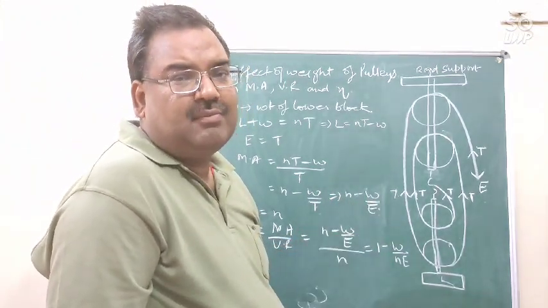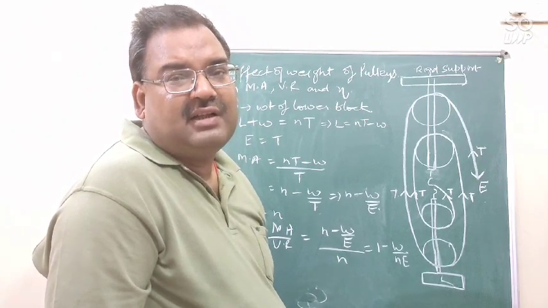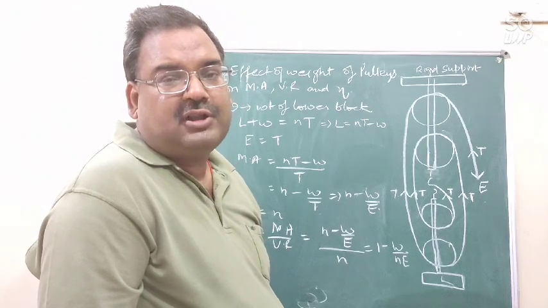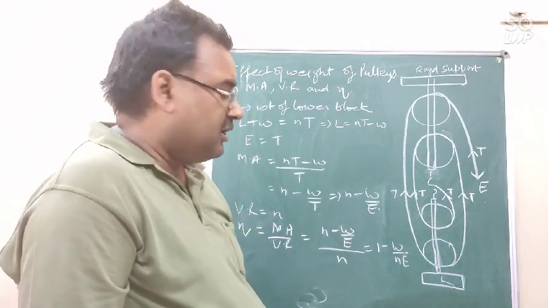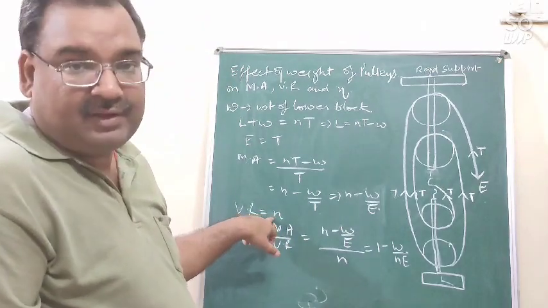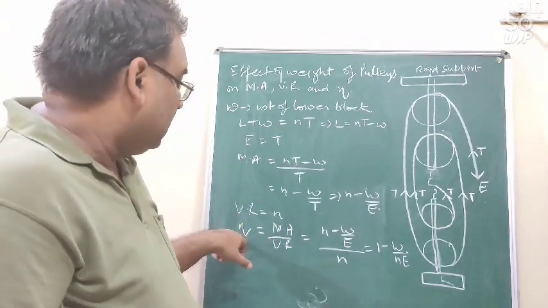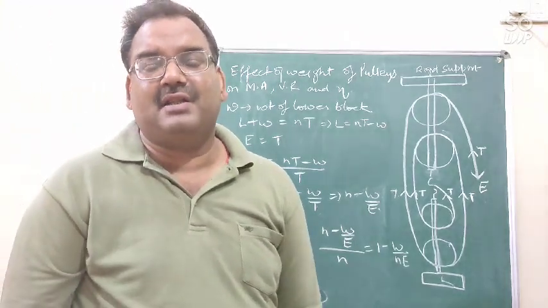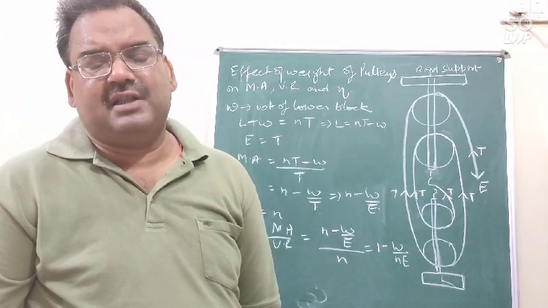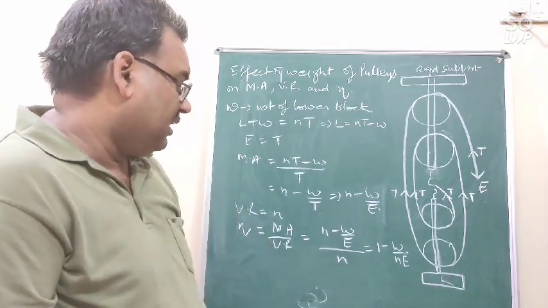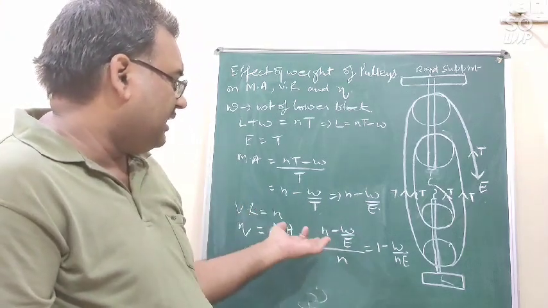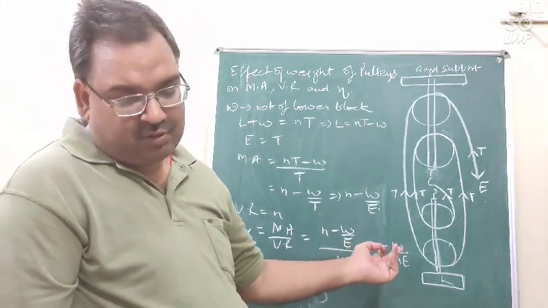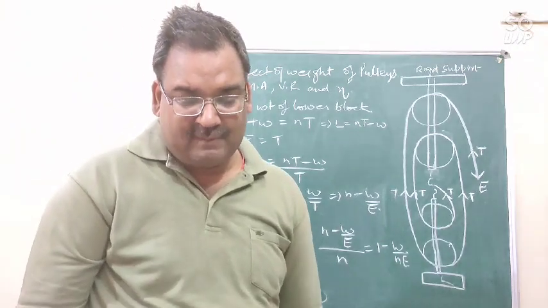But the motion of the string is not dependent upon the weight of the pulley. So velocity ratio remains the same. So velocity ratio is still equal to n. Now we find out the efficiency. We have a relationship between the mechanical advantage, the efficiency and velocity ratio. So efficiency is equal to MA upon VR. We substitute the values of MA upon VR, (n minus W upon E) upon n. On solving we get 1 minus W upon nE. This is the formula for the efficiency.